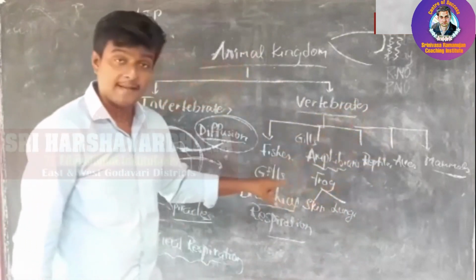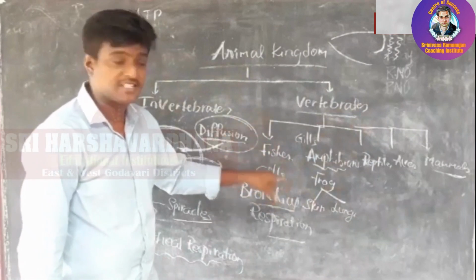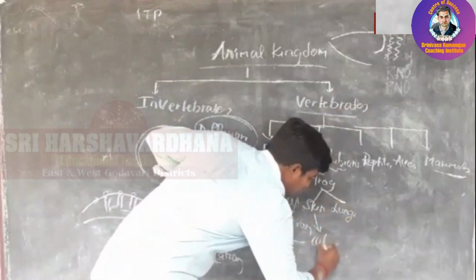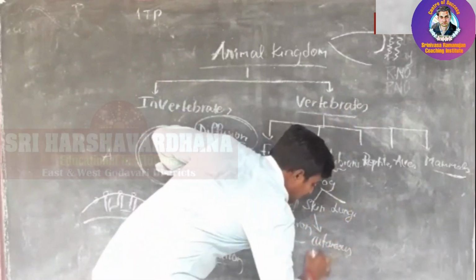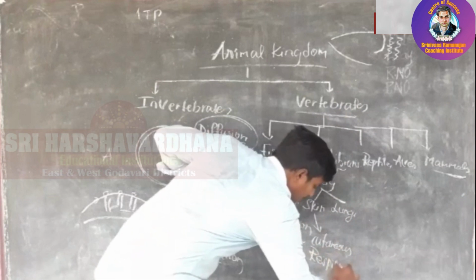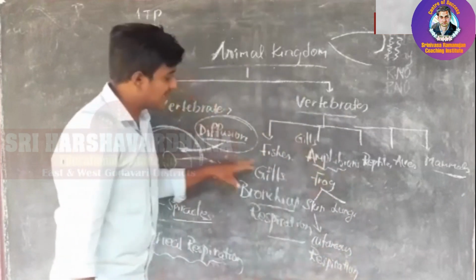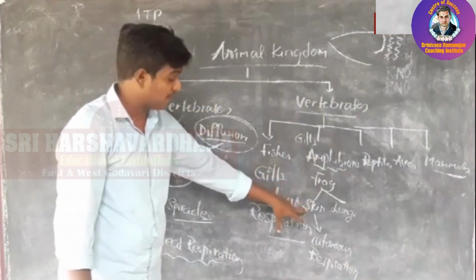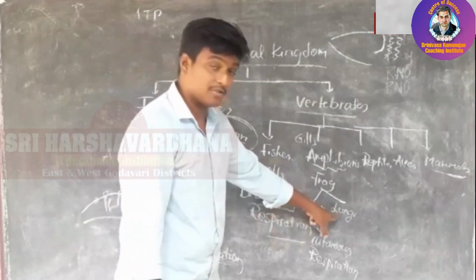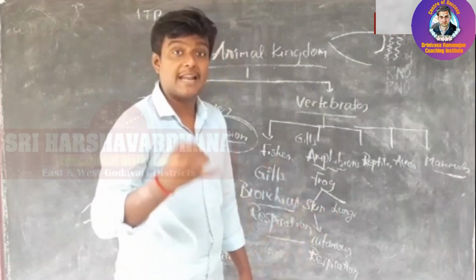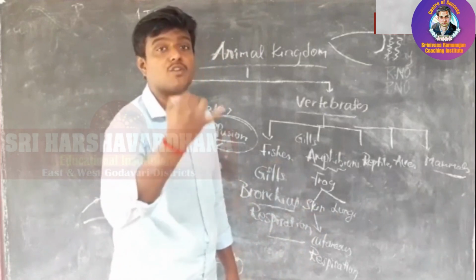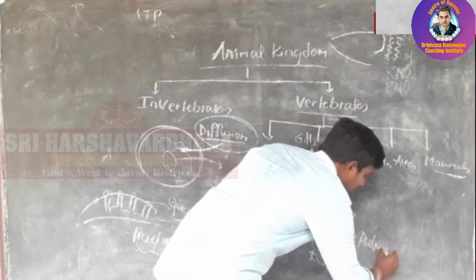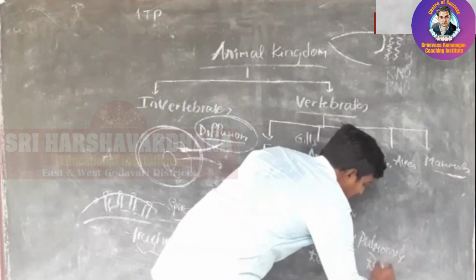Animals that respire by the help of the skin, we call that kind of respiration cutaneous respiration. So here you have an idea. Animals that respire by the help of the gills, we call bronchial, and animals that respire by the help of the skin, we call cutaneous. Here I wrote the lungs also. If animals respire by the help of the lungs, we call that kind of respiration pulmonary respiration.